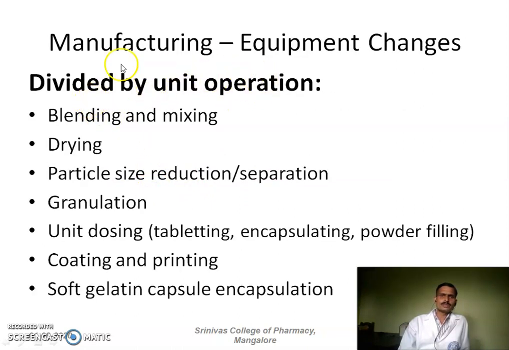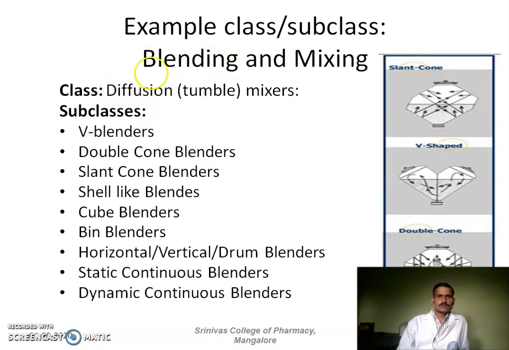So unit operation, there are various unit operations in tablet preparation, that is blending and mixing, drying, particle size reduction, separation, granulation, unit dosing, tableting, encapsulating, powder filling, coating and printing, and in case of soft gelatin capsule, encapsulation. All these are the various unit operations, and we are using various equipment depending upon the process requirement. So we will take the example of blending and mixing.